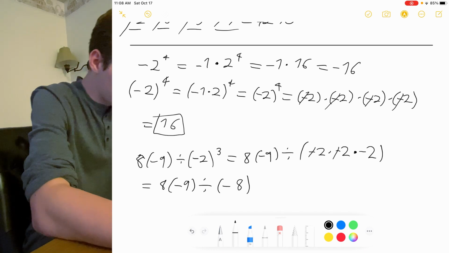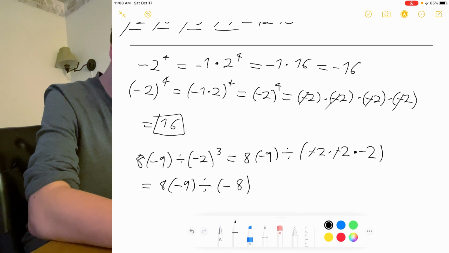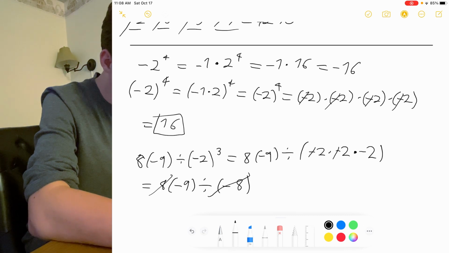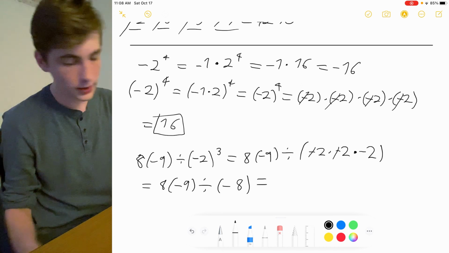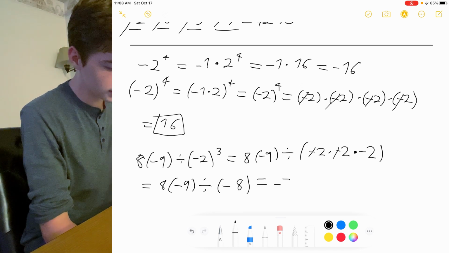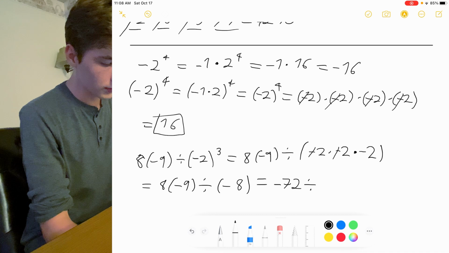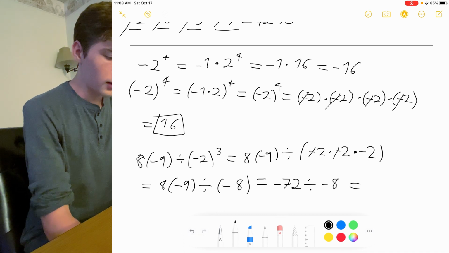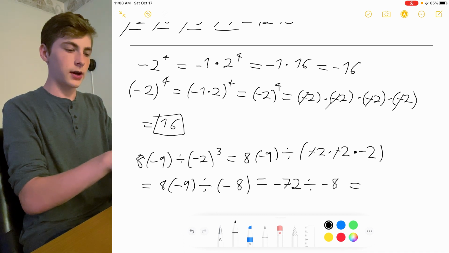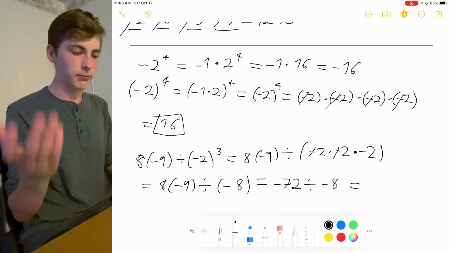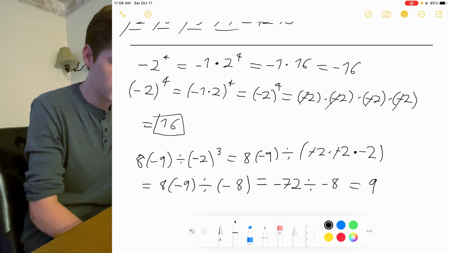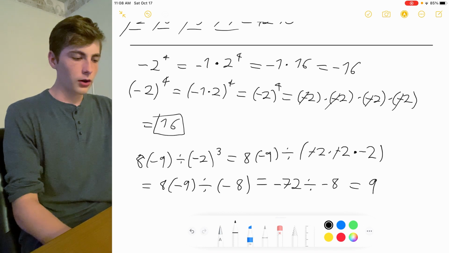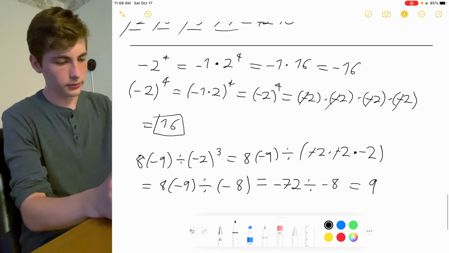And now, technically speaking, you might say, well, we can cancel those 8s. It's not as clear here because it's not written as a fraction, so I'm just going to go through it like this. 8 times negative 9, that's negative 72. And then again, we're dividing by negative 8. These have the same sign and we're dividing, so what's the answer going to be? It's going to be positive. And 72 divided by 8 is just 9. And it's going to be positive. Okay, let me box that out.